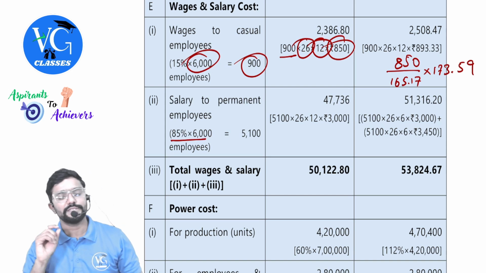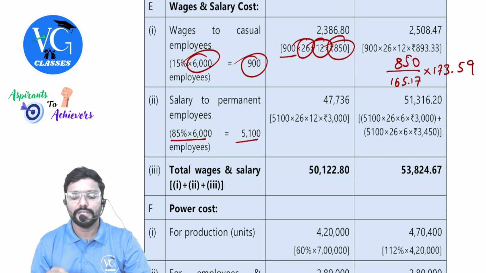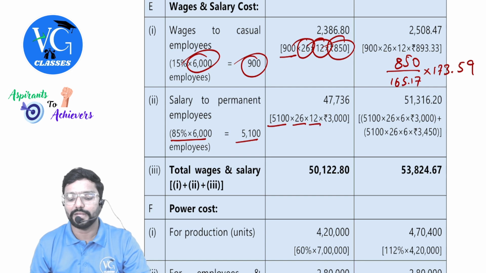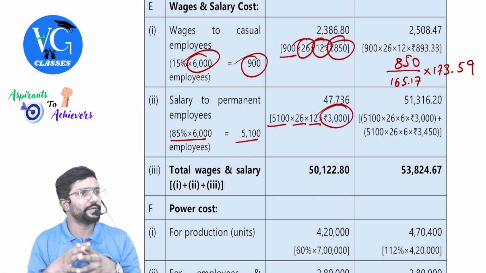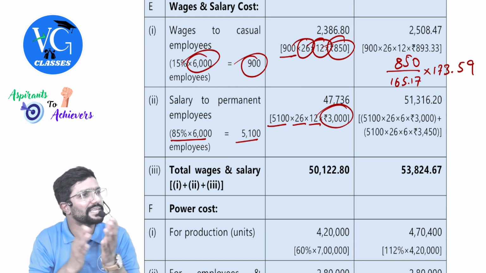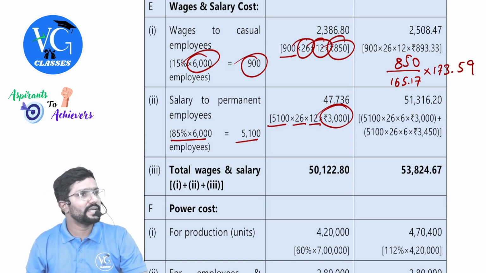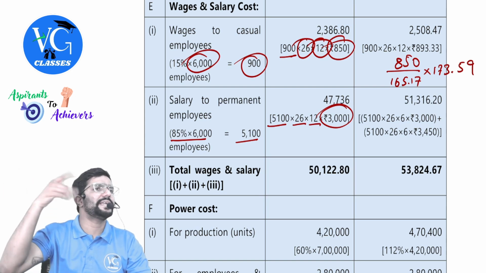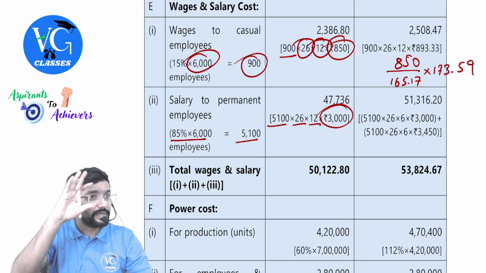85% is permanent employees. So 6,000 into 85% comes to 5,100. This 5,100 workers will work for 26 days in a month into 12 months. Per day how much? 3,000. Please be careful. Man shift they told and 8 hours. So 8 hours is considered to be working hours per day. Clear? So that 3,000 is nothing but per day. Yes, sir.